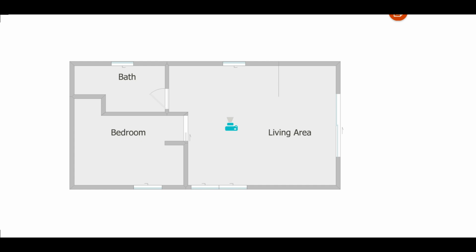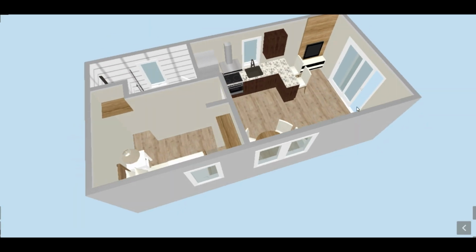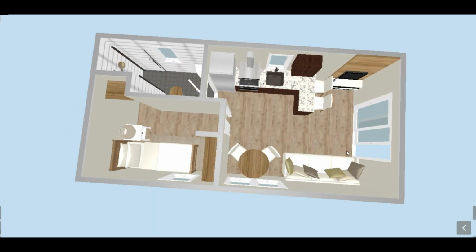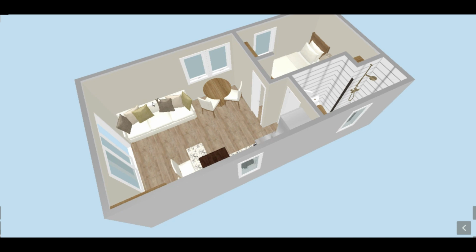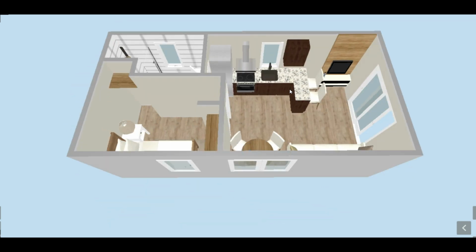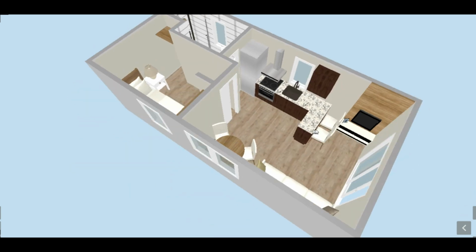Let's see the 3D of the studio apartment. Here is the 3D. So from here we can enter the apartment. Here is a media wall. In front of the media wall here is the sofa with the dining. In front of the dining here is the kitchen, directly accessible.